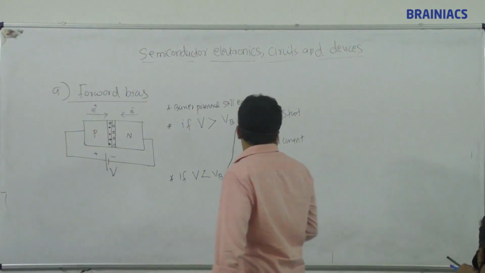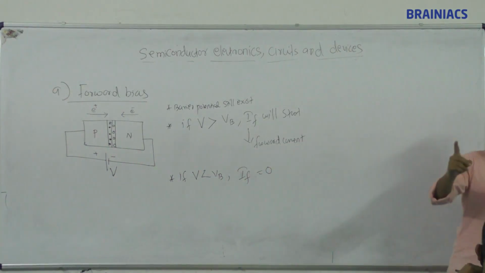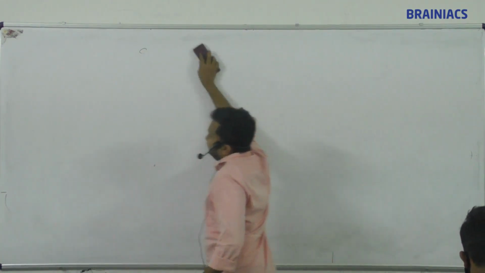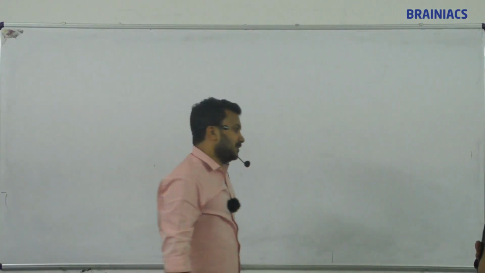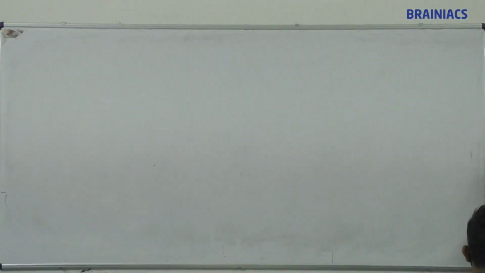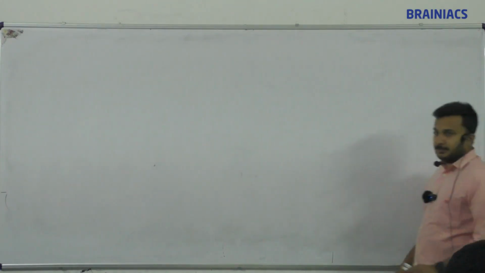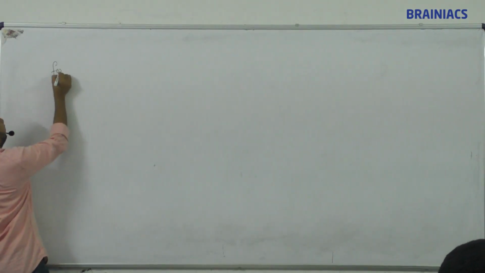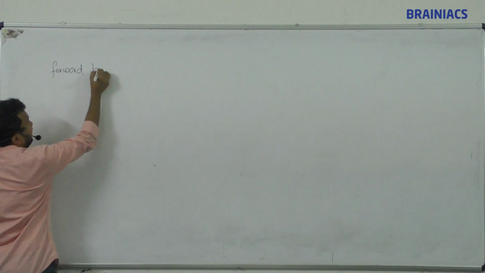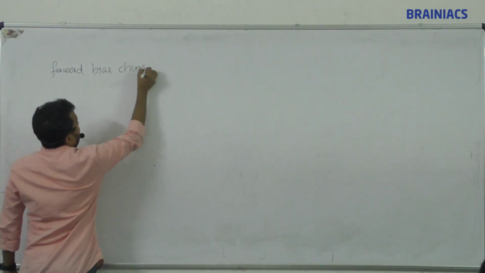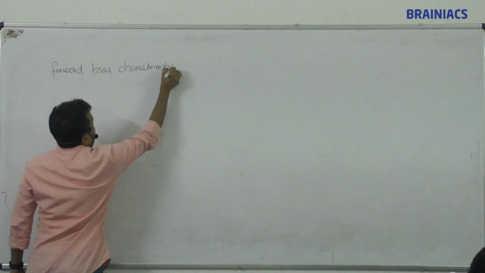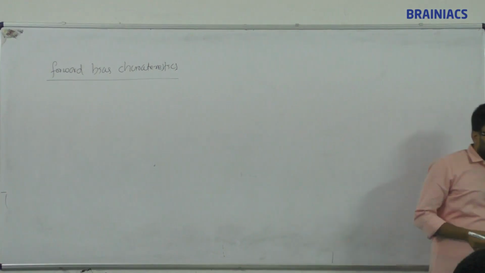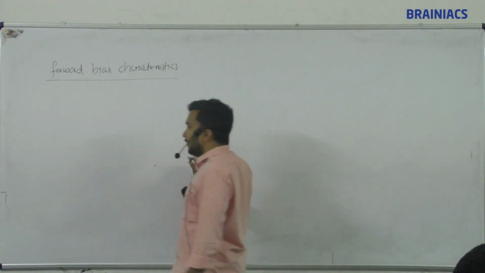Next, forward bias characteristics. It is a plot between forward current and applied voltage.